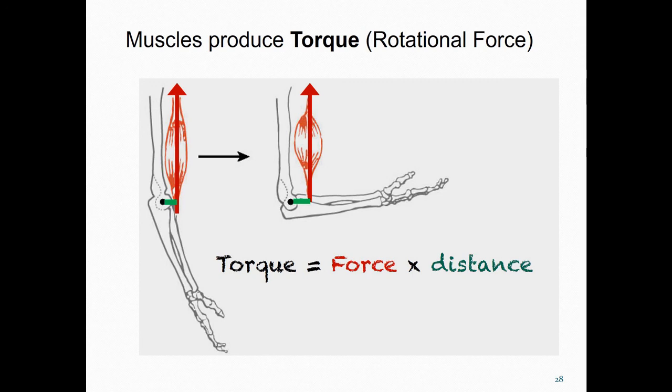This has important biomechanical consequences. Given our equation here, if we have the same muscle force in both of our joint positions, we will be able to generate a far greater torque when the arm is more flexed and the distance illustrated with the green line is greater. This distance is referred to as the moment arm.